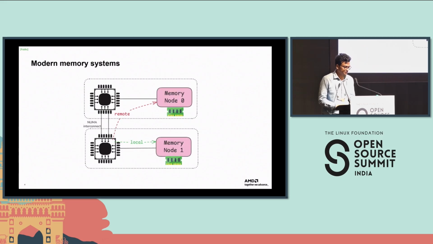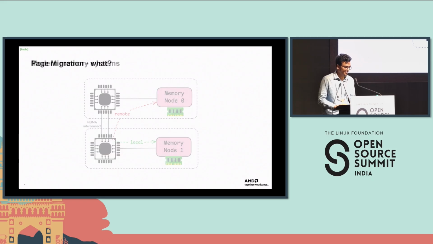Let's take a brief introduction to NUMA systems. On NUMA, non-uniform memory access, systems, we have fast local access to memory on the local node and slower remote access to memory on a different node. And in these modern memory systems, it's becoming much more complex with evolving hierarchies like CXL, HBM, and GPU nodes, etc.